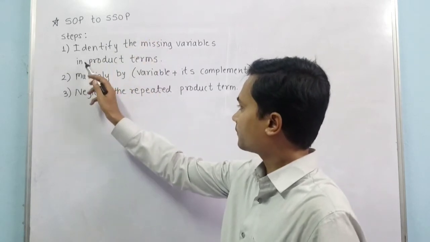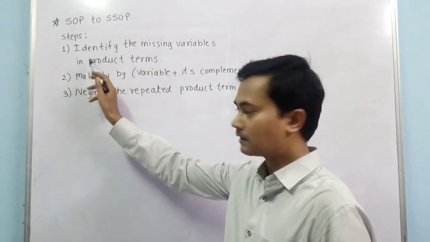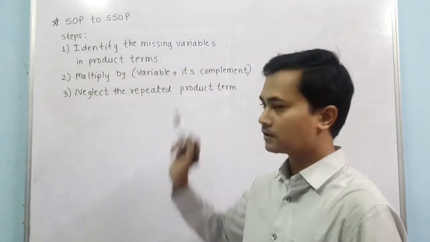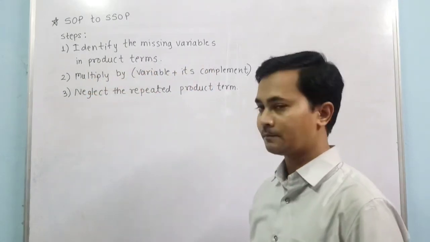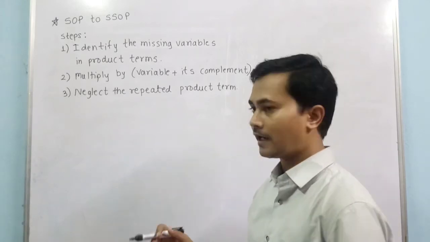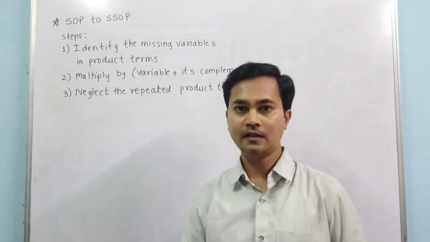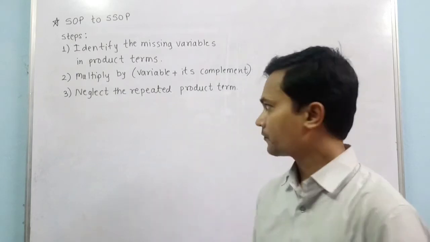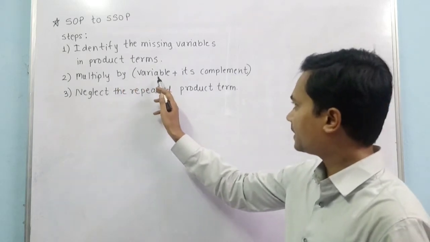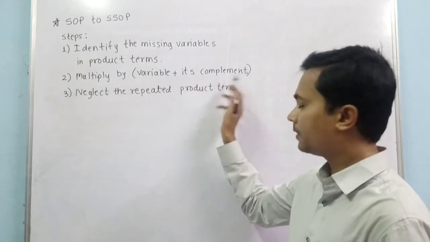The steps are: from the given expression, identify the missing variables in the product terms. The number of variables will be given, the product terms will be given, and we have to identify which variable is missing in the product term. After that, we have to multiply by the missed variable and its complement.